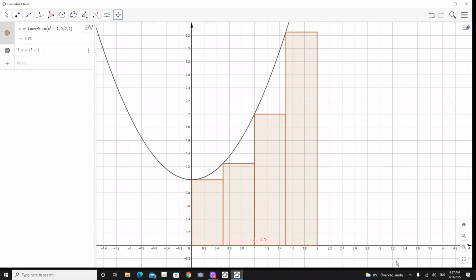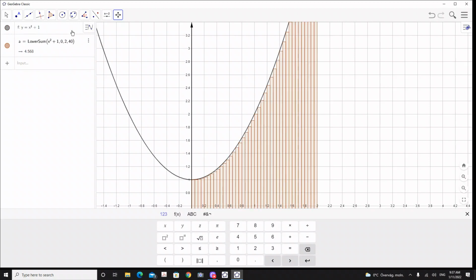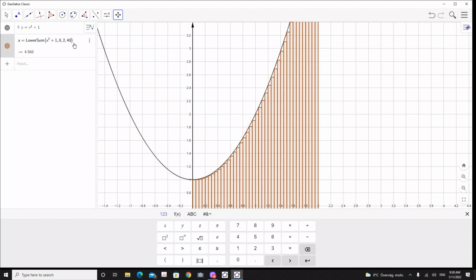And now let me increase the number of rectangles. This 4 is the number of rectangles, so let me make it 40. Let us see what happens now. So you see that the errors that I am making are these white parts. The sum of all these white parts is the total error that I am making if I keep 40 rectangles. I hope you agree that the sum of these white parts is smaller than the sum of the white parts for the 4 rectangles. But it's just 40, so let us make it 400. Who cares?